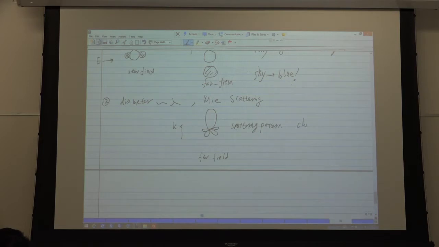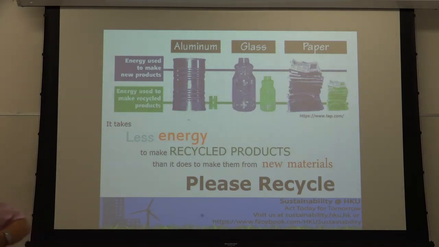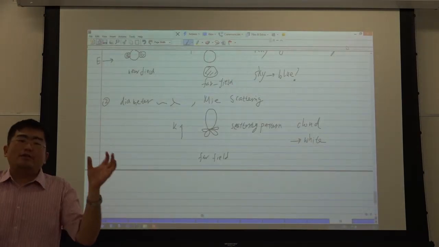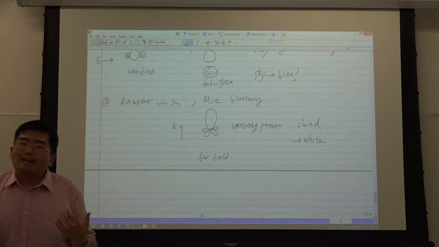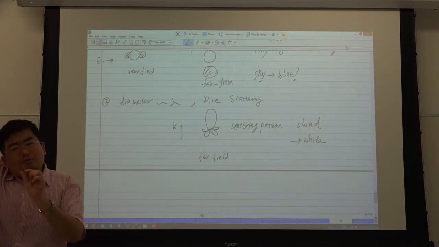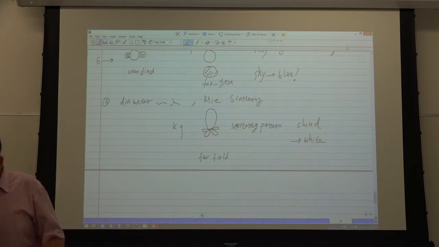Why is the cloud white? Because in the cloud, the nanoparticles within the cloud have a size comparable to the wavelength. They scatter all the wavelengths, all the visible light, equally. Okay, it scatters everything equally, so adding them together, it shows a white color. For Rayleigh scattering, it scatters the blue light strongly. So this is the reason why the cloud is white. It deals with Mie scattering.